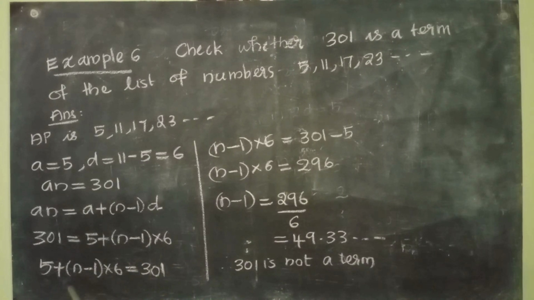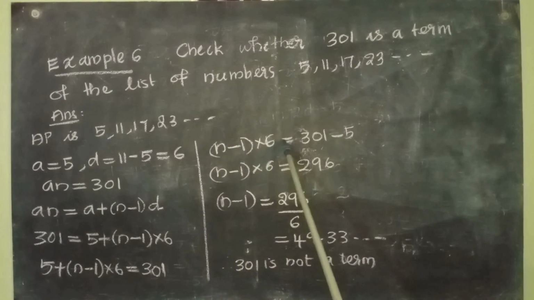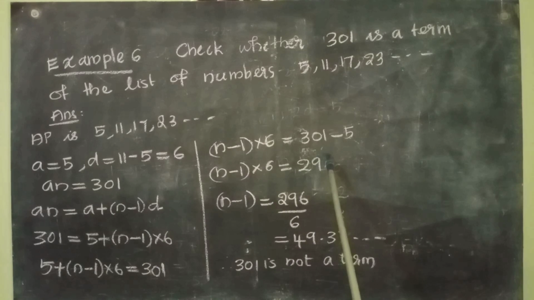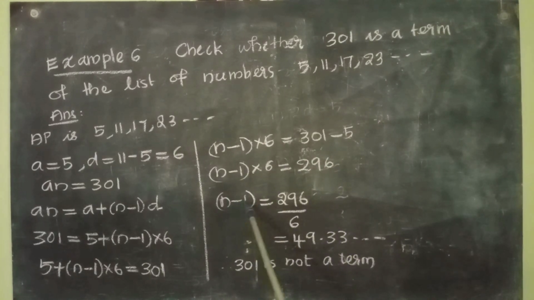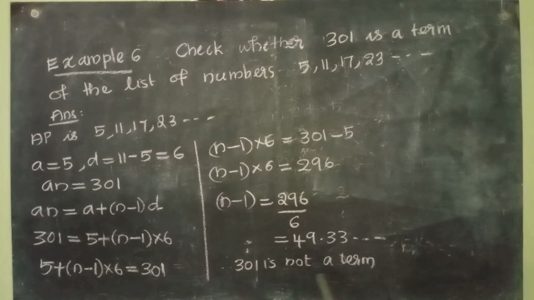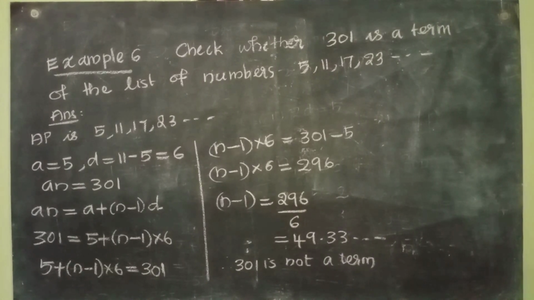Change the sides. 5 plus n minus 1 into 6 equal to 301. n minus 1 into 6 equal to 301 minus 5. n minus 1 into 6 equal to 296. n minus 1 equal to 296 divided by 6. We get 49.333. It is not a positive integer, so we can conclude 301 is not a term in the list of numbers.